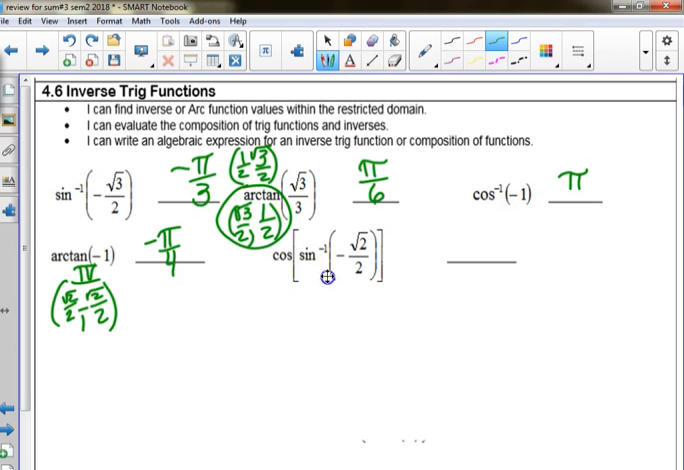Okay. I'm not going to spend a lot of time on this one, but where's the sine negative square root of 2 over 2? It's where we just were, right? And then it asks me what is the cosine at that spot? So even though inverse cosine isn't defined there, that's not what it's asking. It's asking what is the cosine at that spot, and it's positive. Are we good?